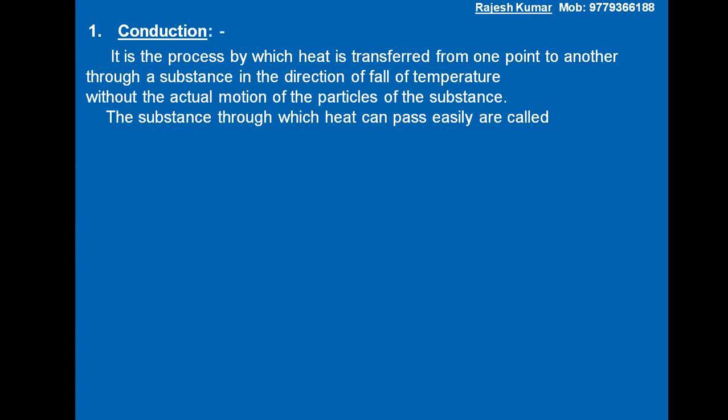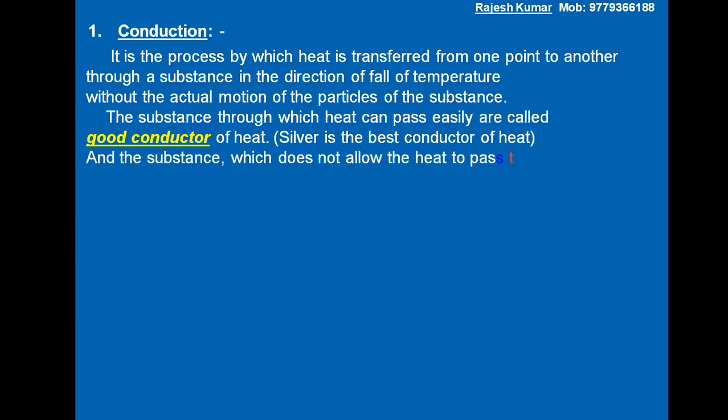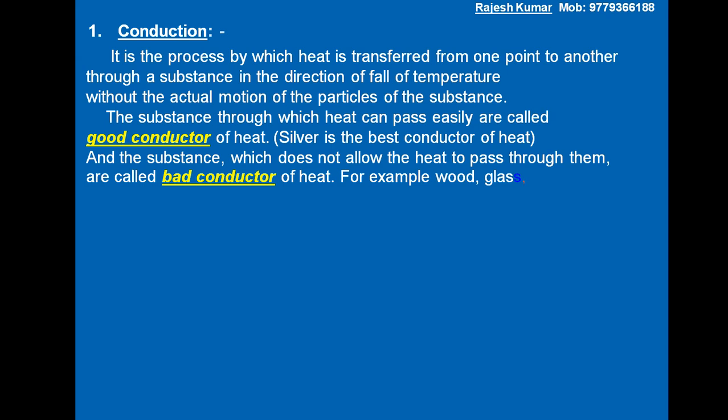Substances through which heat can pass easily are called good conductors of heat. Silver is the best conductor of heat. And the substances which do not allow heat to pass through them are called bad conductors of heat, for example, wood, glass, air, etc. So this is called conduction.